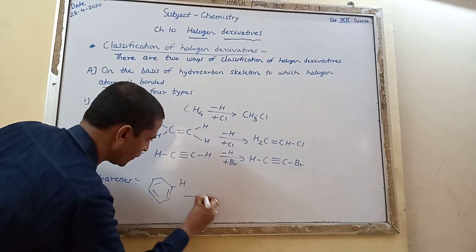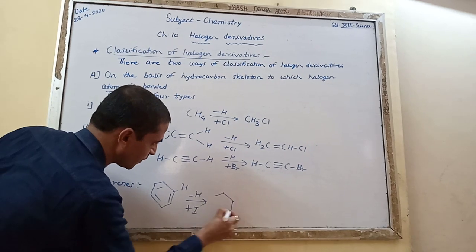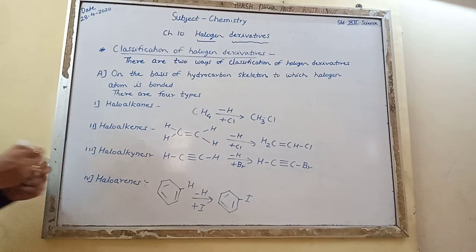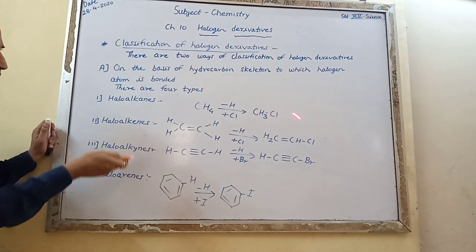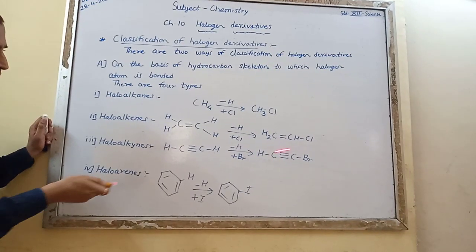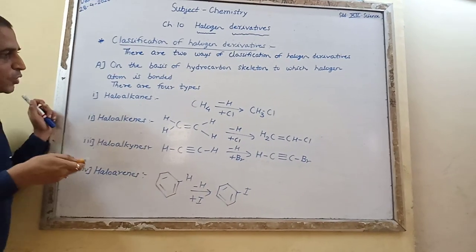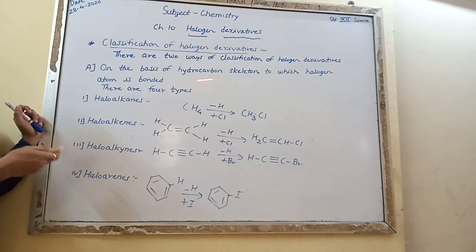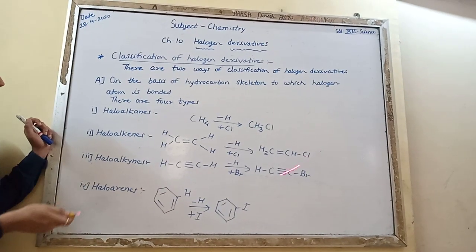you get haloarenes. See, this is called as what? Methyl chloride. It is called as what? Vinyl chloride. It is called as bromoacetylene, and it is what? Iodobenzene. So whatever number of hydrogen atoms are present in hydrocarbons, they can be replaced by halogen atoms. You get halogen derivatives, that is halogen compounds of their corresponding hydrocarbons.